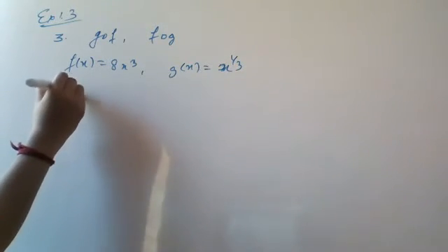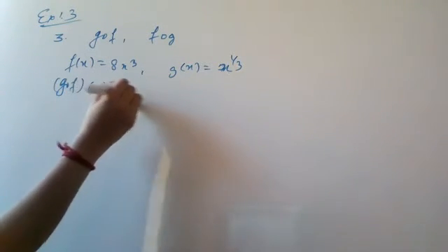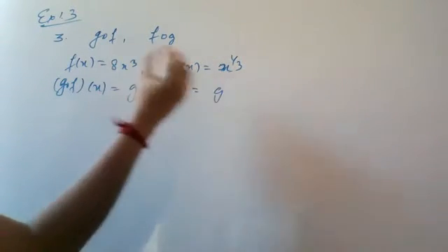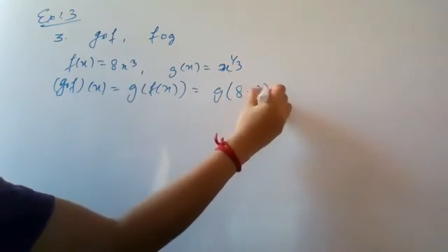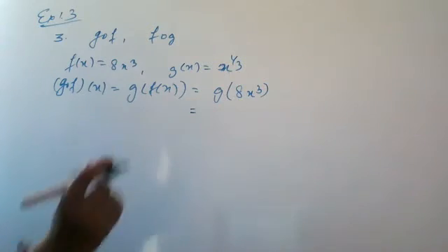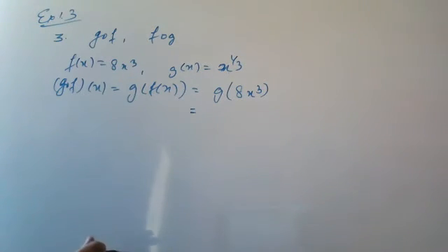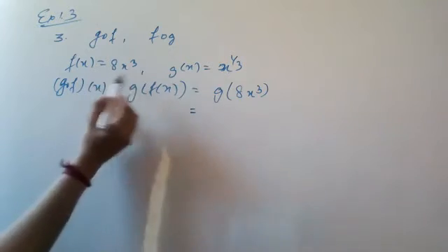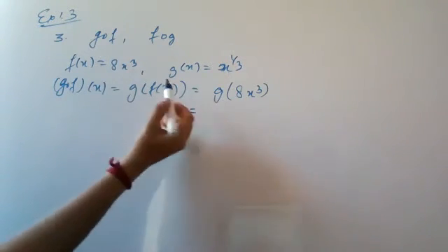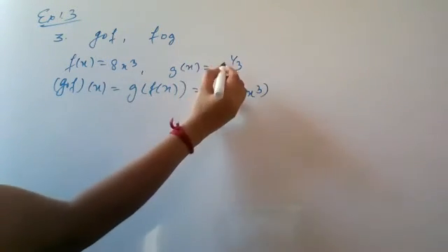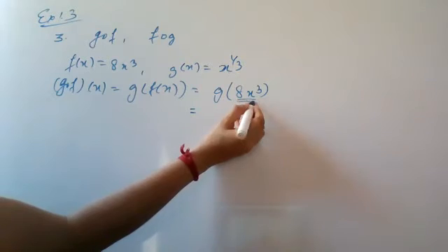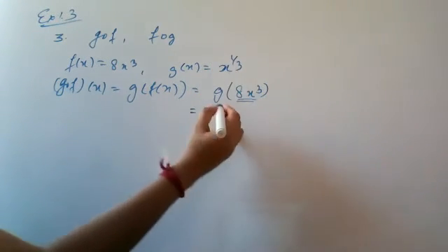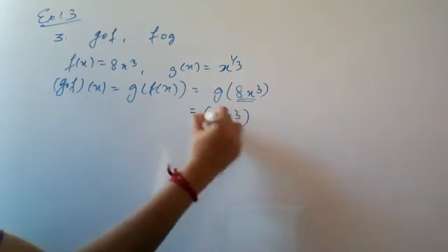You start with again g composition f of x, which equals g of f of x. G of f of x is 8x cube. So when you have g of x as x raised to 1 by 3, if you have g of whatever it is, that whole is raised to 1 by 3 for your answer. So here you'll get 8x cube, the whole raised to 1 by 3.